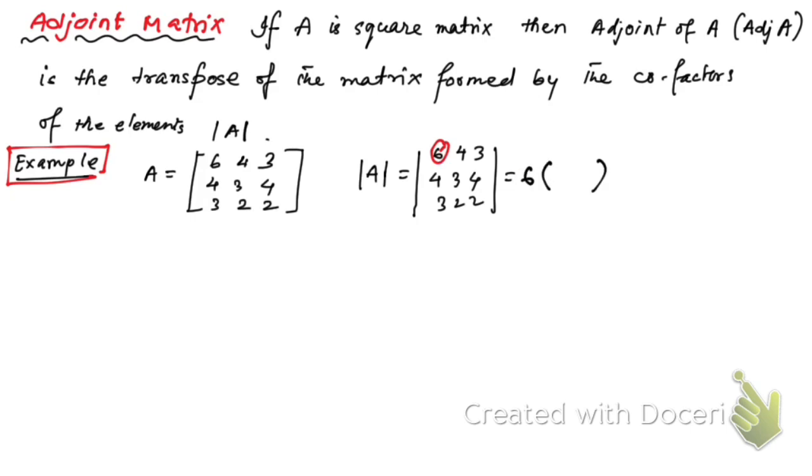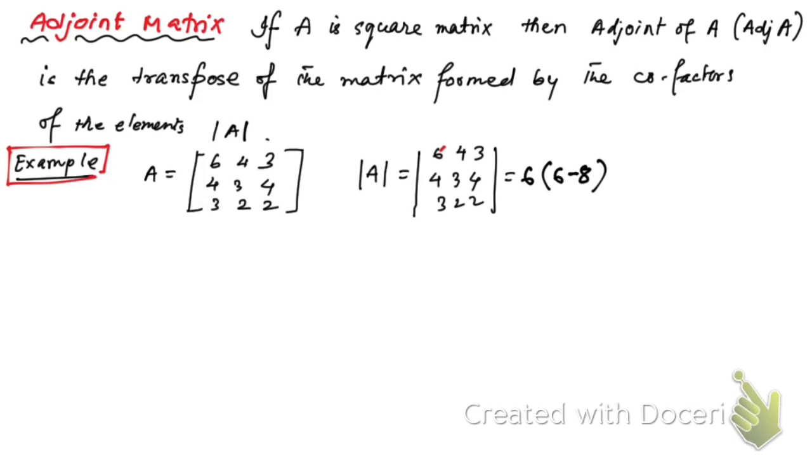6 into, now 3 times 2 is 6, minus 2 times 4 is 8, right? Then multiply these two, then subtract the product of these two, right? Hope you have understood this. So now what we're going to get here: 3 into 2, that's going to be 6, minus then 2 times 4 is 8, right?